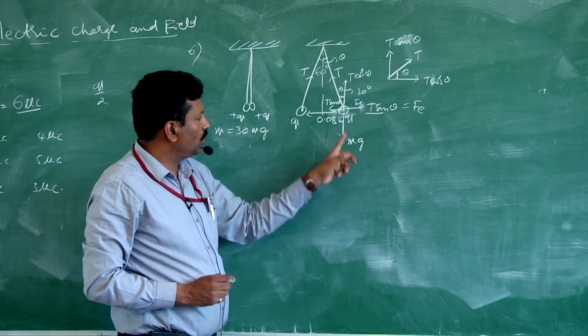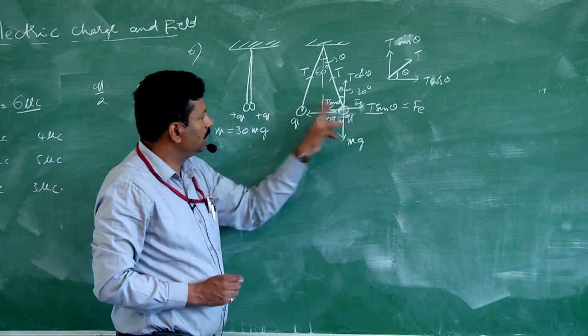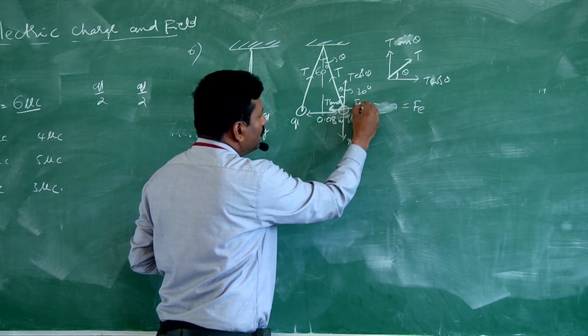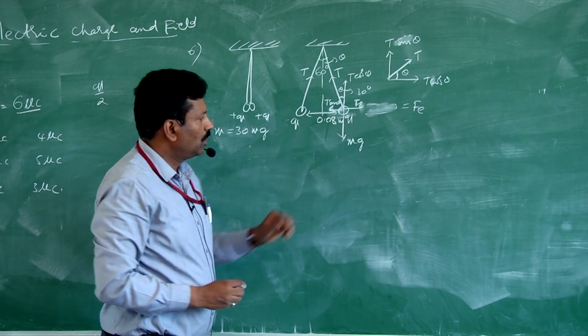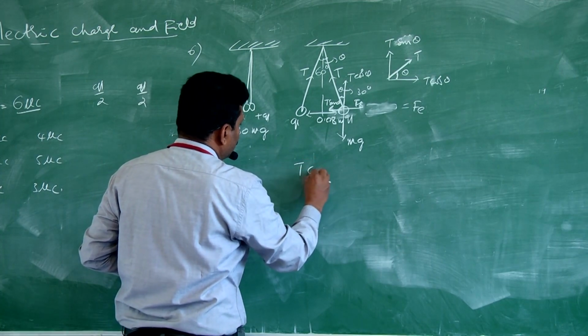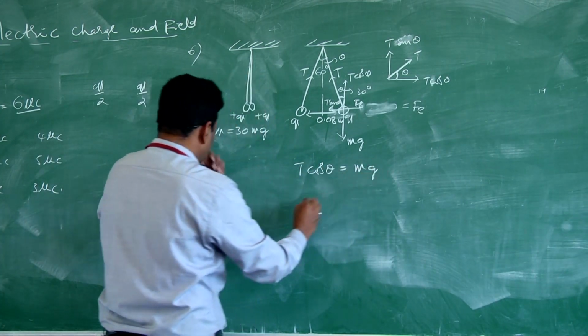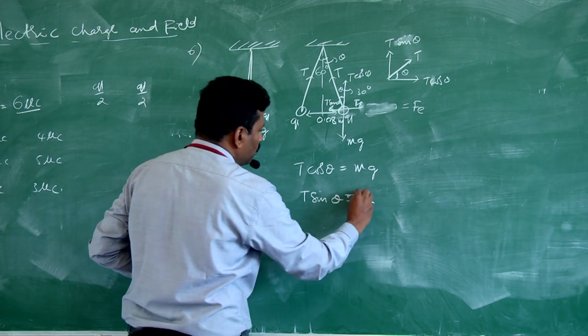Now t cos theta is equal to mg. They are in equilibrium now, and t sin theta, sorry, this is t sin theta. So t sin theta will be in this direction. This will be equal to the electrostatic force, due to, because it is charged. Now what we can write here? We can write t cos theta is equal to mg and t sin theta is equal to electrostatic force.